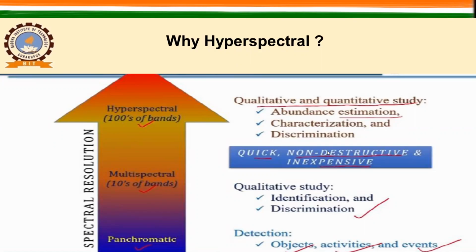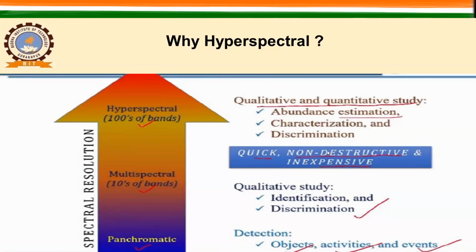So when we started with panchromatic, we could do object identification activities, and even detection, right? But when we moved to multispectral, we could do identification and discrimination, right? Now we have hyperspectral data, and this hyperspectral data can be used for the estimation or characterization of a material, or the discrimination also. Obviously, we can do that, right? So that is why I have written qualitative and quantitative study.